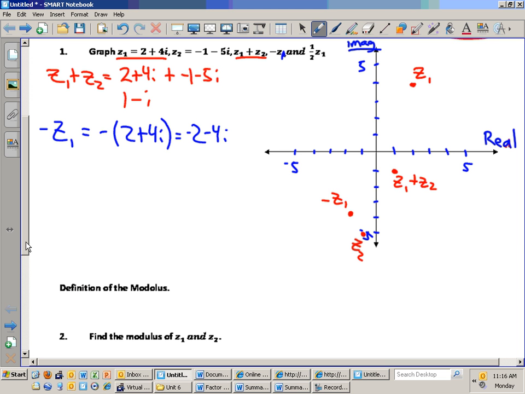Okay. Well, let's try the next one together. 1/2 z sub 1. So if I want to plot 1/2 z sub 1, I will take 1/2 of z sub 1, which is 2 plus 4i. Niza, when I take 1/2 of 2 plus 4i, what do I get? And how do I graph that? Yup, over 1, up 2. That'll be 1/2 z sub 1. Good.